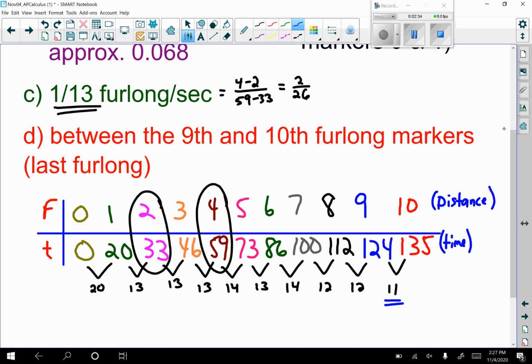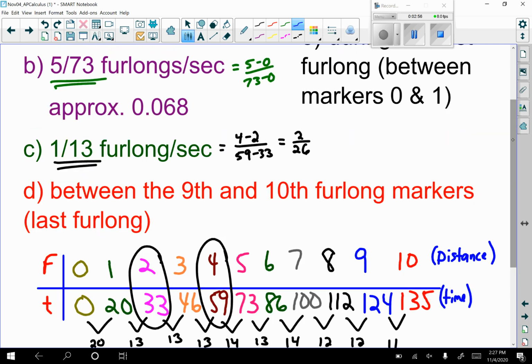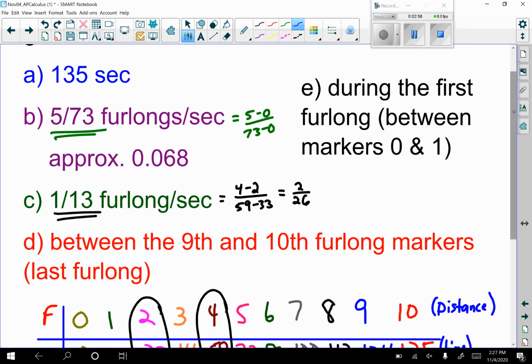Now the last question, during which portion of the race is a horse accelerating the fastest? Technically what we could do, we could find all of the slopes between these points here, and that would be our velocity. And then we could find the slopes between those. And that gets a little confusing. But if you notice, the answer was during the first furlong.